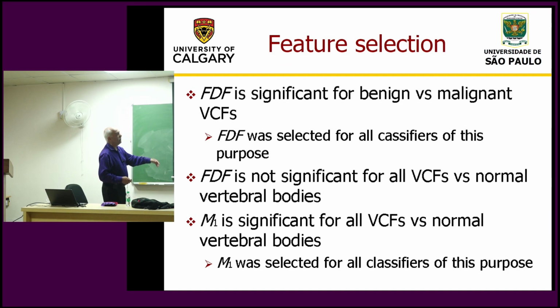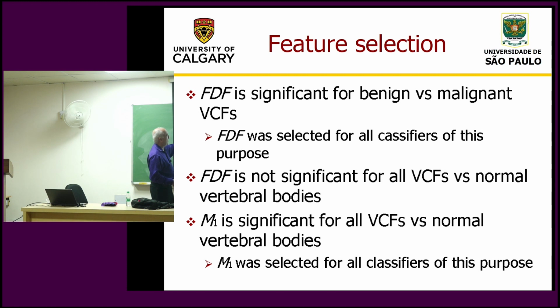So in this manner, we analyzed each feature, and feature selection was done automatically using the wrapper method for classification. But we need to understand each feature as to how each feature behaves or contributes to classification. So FDF, the Fourier descriptor factor, is significant for benign versus malignant. It was selected for all classifiers that we tested.